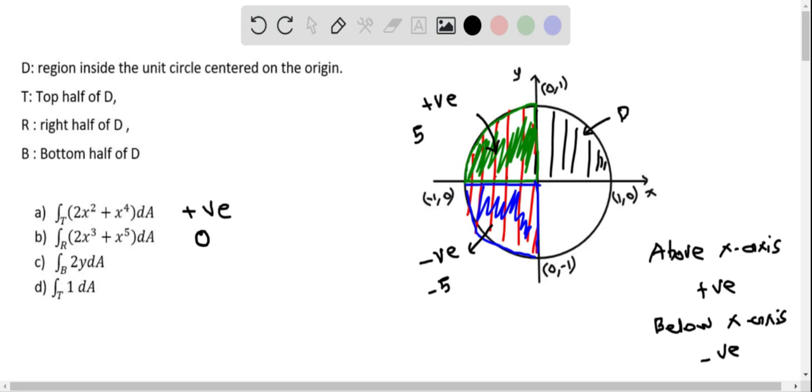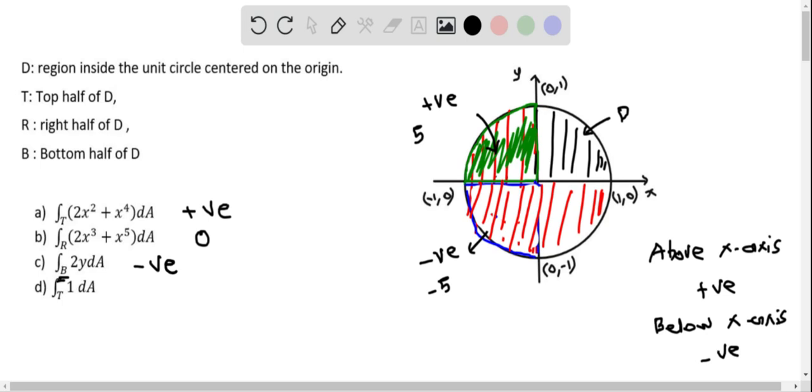Now let's answer part C. In part C, it is given as B, which means it is the bottom half of D. So we can shade this. Let me just remove this. The bottom half means we have to shade this completely like this. As we know that any region, if it lies below the x-axis and if we integrate it, it will be negative. So the answer to this question is negative.